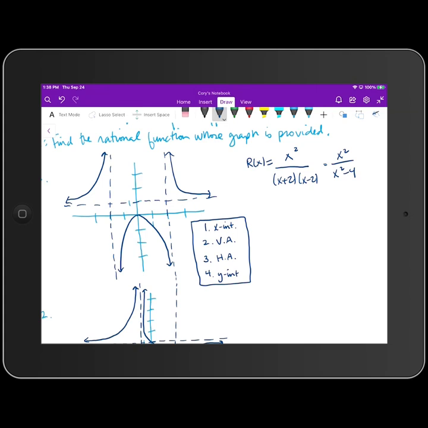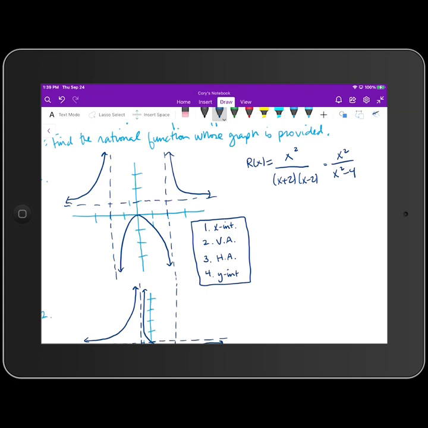Now we're going to check the horizontal asymptote next. The fact that the horizontal asymptote is the line y equals 1 tells me two things. Number one, the degree of the numerator and the degree of the denominator have to be the same. And it also tells me that the ratio of the leading coefficients has to be 1. When we take 1x squared divided by 1x squared, the ratio of the leading coefficients, 1 divided by 1, is 1. So that checks out for our horizontal asymptote.